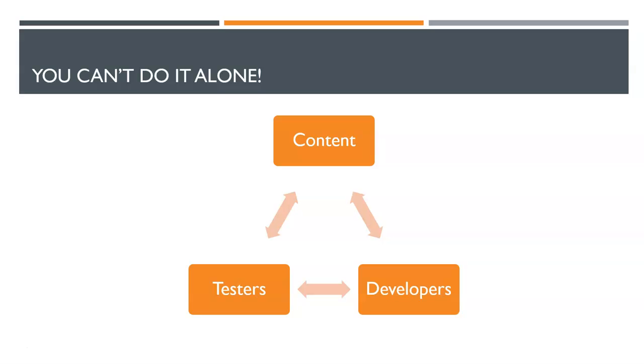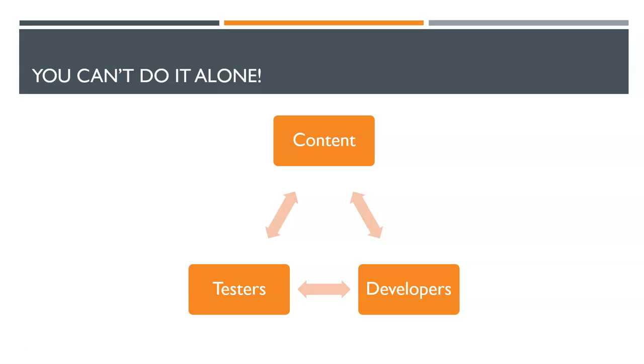So first of all, obviously, you can't do this alone. You can't change the website or mobile application or whatever digital thing you're doing and make it more accessible without a team. The three main roles that you're typically going to need is someone in charge of content, someone in charge of development, and someone in charge of testing.